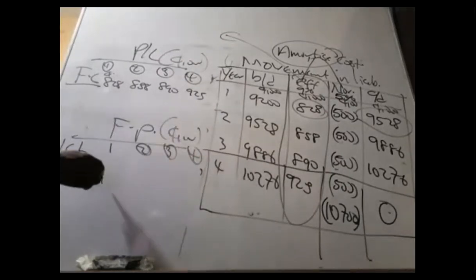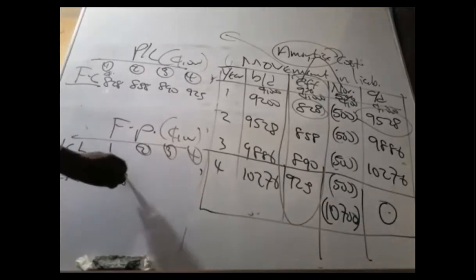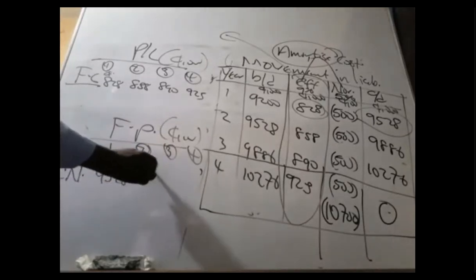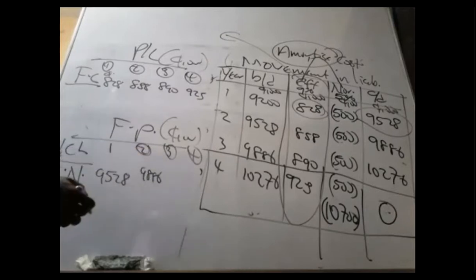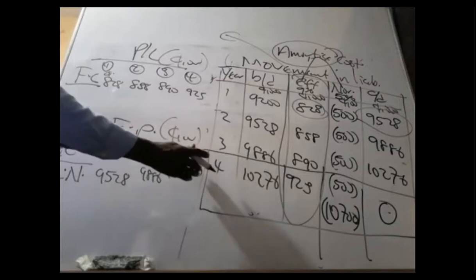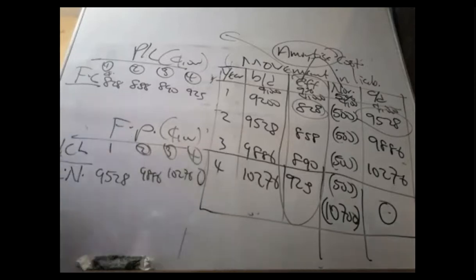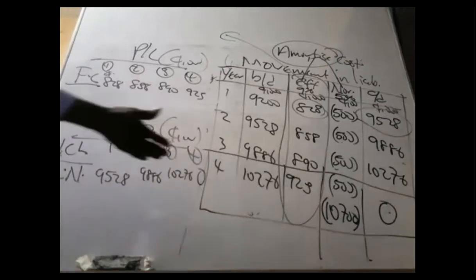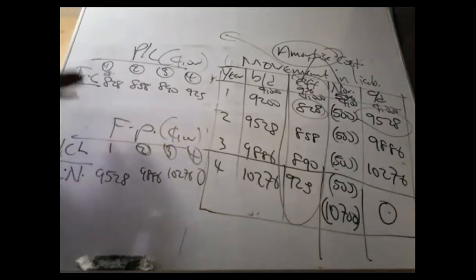So here will be 9,528. The next one is 9,886. The next one is 10,276. The last one was 0 because it has been redeemed. We have paid back the money. We don't owe anybody again, so it's 0. That is how the Excel looks.